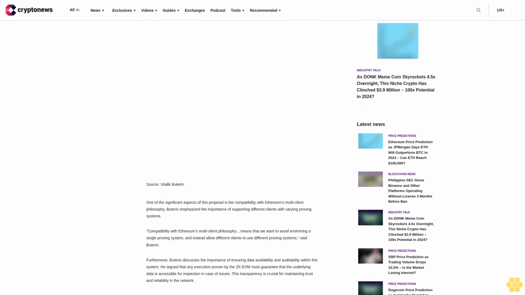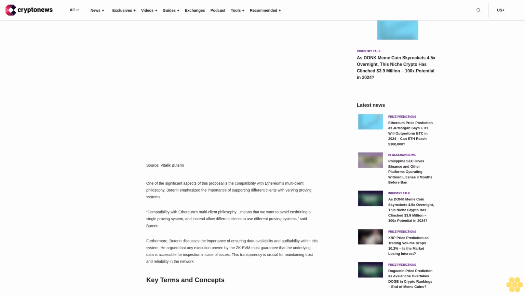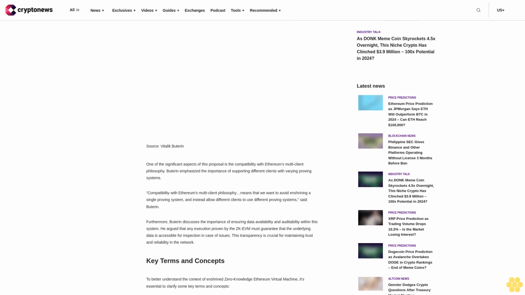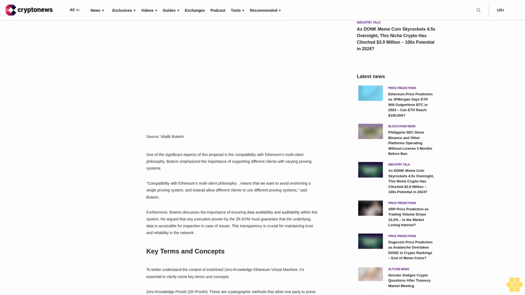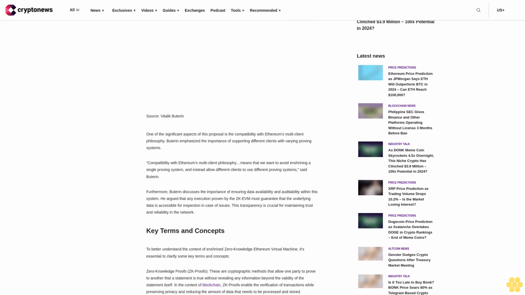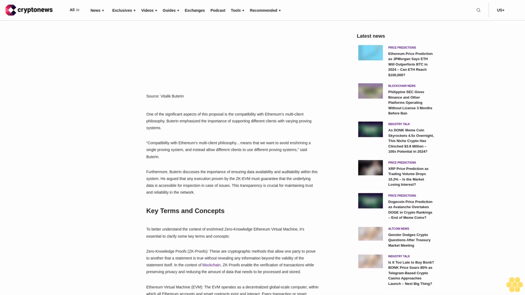One of the significant aspects of this proposal is the compatibility with Ethereum's multi-client philosophy. Buterin emphasized the importance of supporting different clients with varying proving systems. "Compatibility with Ethereum's multi-client philosophy means that we want to avoid enshrining a single proving system and instead allow different clients to use different proving systems," said Buterin.